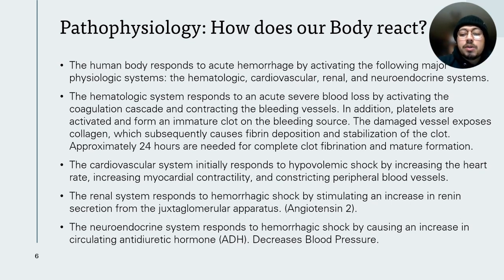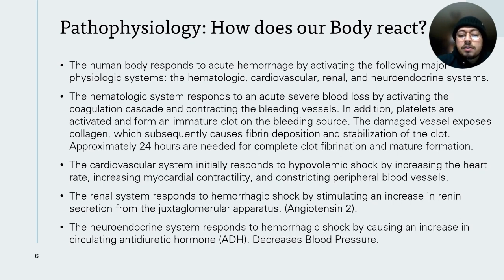The hematologic system responds to an acute severe blood loss by activating the coagulation cascade. This is where the blood vessels are contracting. In addition to that, platelets are activated and form an immature clot on the bleeding source. This is usually common to what we find in normal bleeding, such as getting a paper cut or all the way to losing a leg as well. The damaged vessels expose collagen, which subsequently causes fibrin deposition and stabilization of the clot. Approximately 24 hours are needed to complete clot fibrination and mature formation.